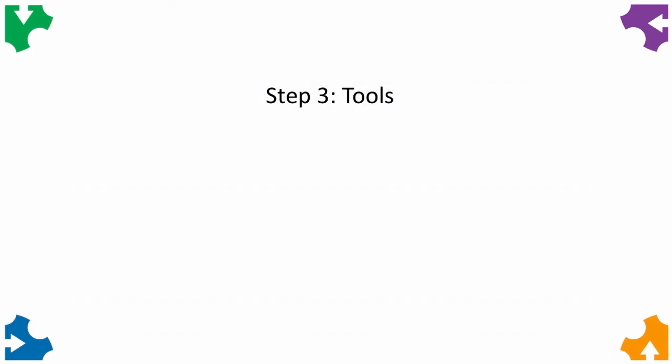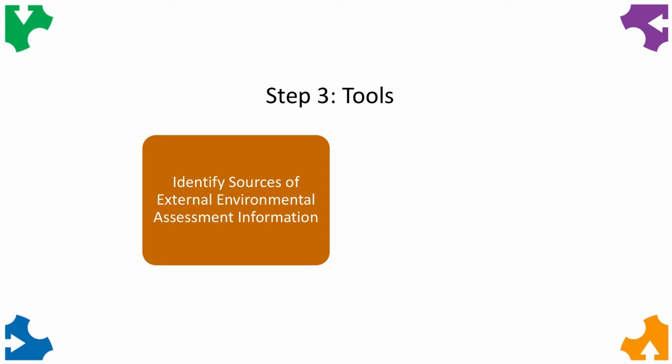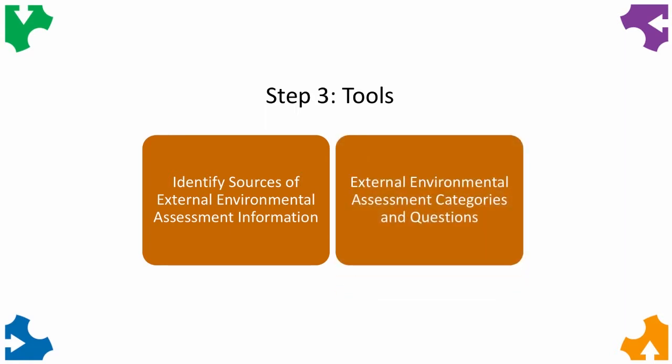We have a couple tools for you today for step 3. The first is just a little template to help you collect information about how to approach identifying the sources, finding the sources of where this information is available. And then we've also provided separately some external environmental questions and categories that you may want to consider. Both of these you should be able to adapt to your situation fairly easily.